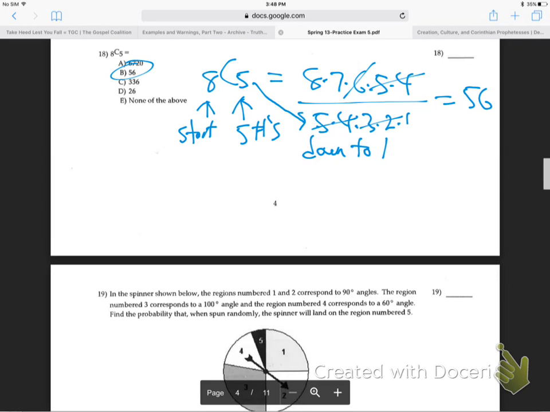Moving on to the spinner. I can barely get halfway.